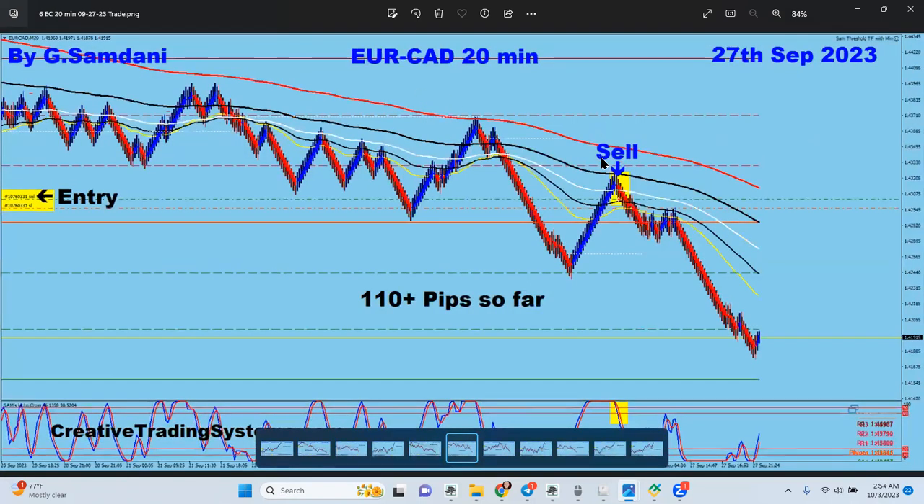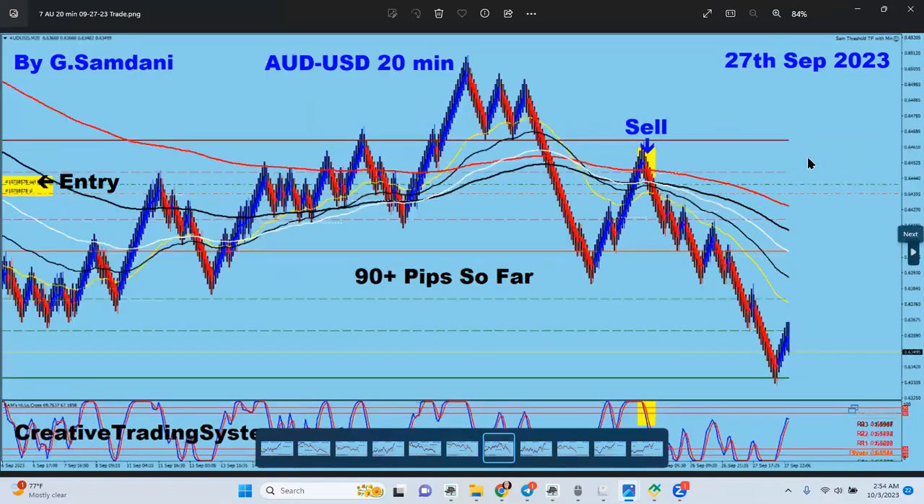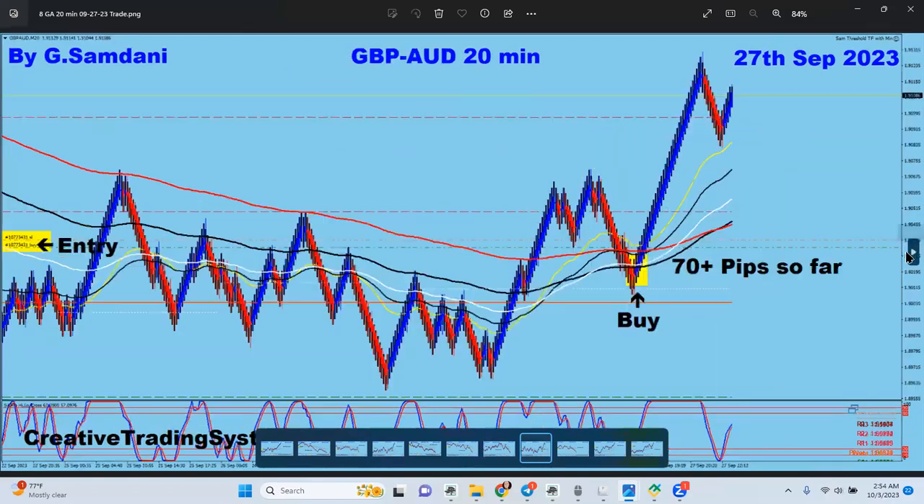This one, Euro CAD. Euro is also very weak, so this is what's happening. Sell order, by the book entry, 110 pip here on the 27. The 27, Aussie USD here, 90 pip, all the way down here. And this one long for 75 pip. This is pound Aussie, buy order right there on the 27.